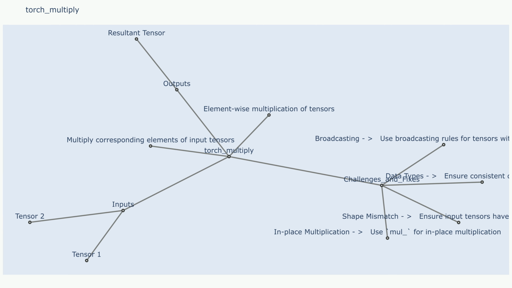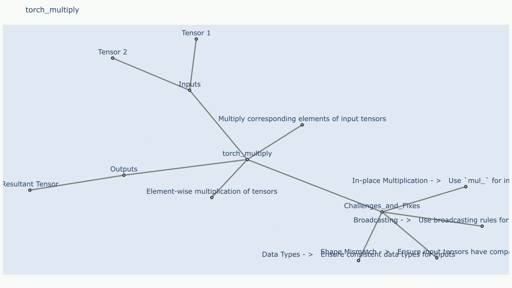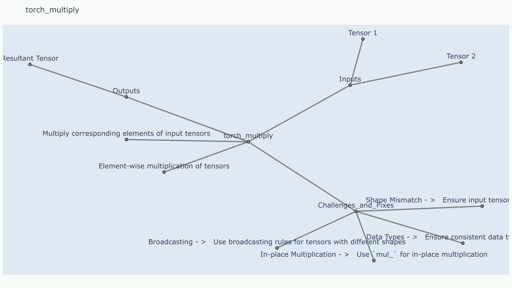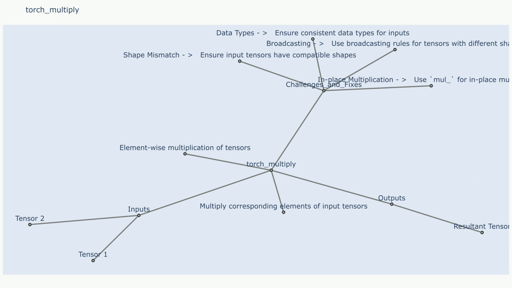Sample use case that resulted in challenge 1: trying to multiply a 2 by 2 matrix with a 3 by 3 matrix directly. Fixes to challenge 1: ensure that the shapes of the input tensors are compatible for element-wise multiplication. This can be achieved by reshaping one of the tensors to match the other, using broadcasting rules to automatically expand the smaller tensor to match the shape of the larger one.